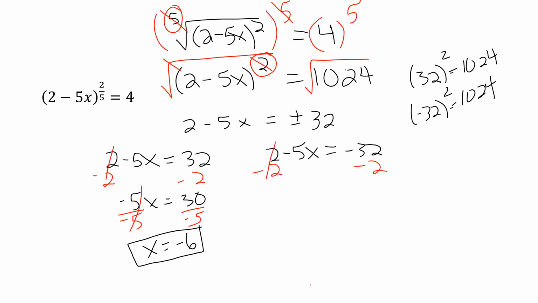Negative 5x equals negative 34. Negative 32 minus 2 is negative 34. And then divide by negative 5 on both sides. My final answer over here is negative 34 divided by negative 5. Two negatives make a positive, so I could write it as 34 over 5. Or if you actually type it into your calculator, 34 divided by 5 is 6.8.